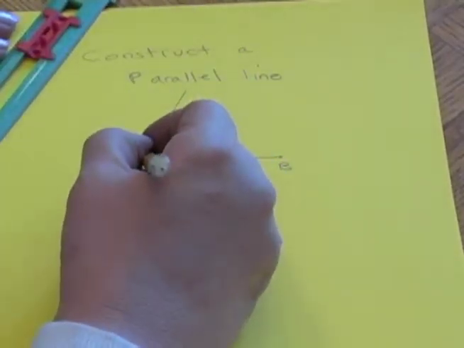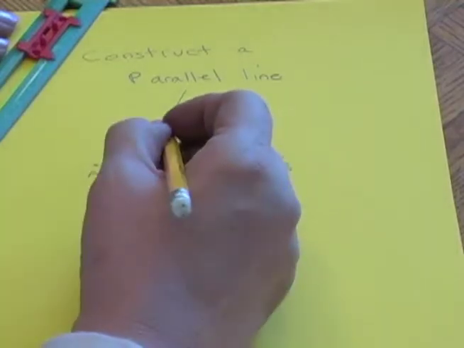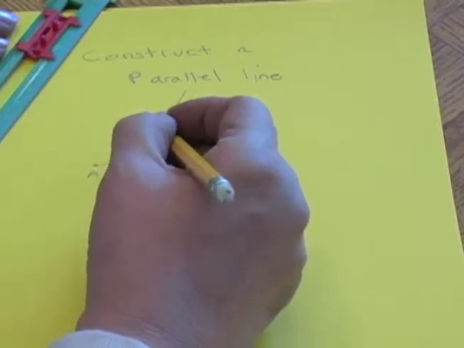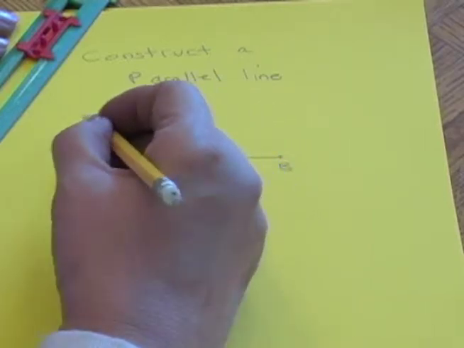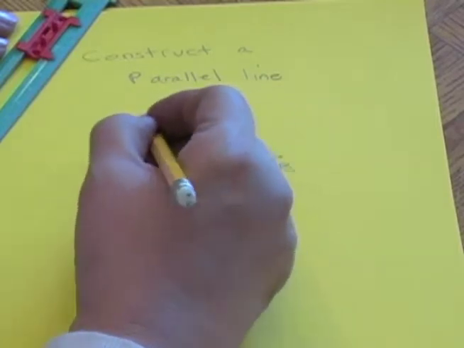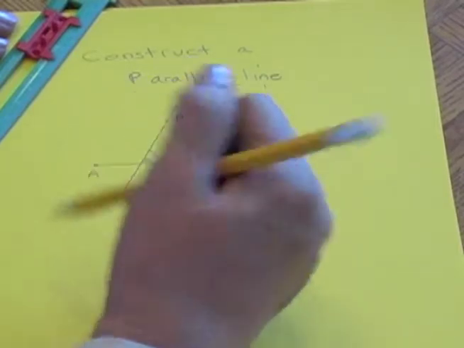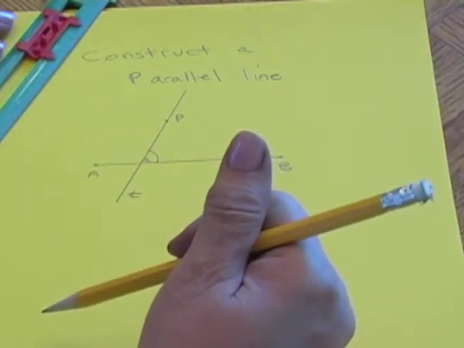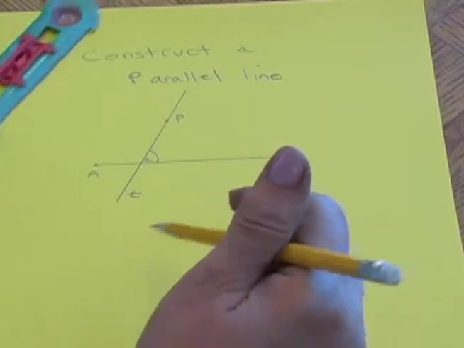I'm going to copy this angle that I'm calling number 1. I'm going to copy it over here. Once I create that new angle, the side of the angle that makes angle 2 congruent to angle 1 is going to give me a point to connect P to, and that will give me a line parallel to AB. So basically I'm copying this angle.